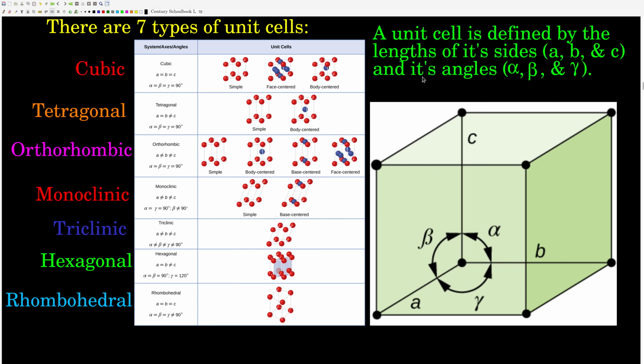The way a unit cell is defined is by the length of its sides. So we label them A from here to here, B from here to here, and C from here to here, as well as its angles. So alpha, which would be the angle between C and B, beta, the angle between C and A, and gamma, the angle between A and B. And for us, it's just a regular cube, which means that the lengths of all the sides are equal, A equals B equals C, and the angles are all 90 degrees. When you start changing that, you get different unit cells. So there they are, but we're going to focus just on the top 3.